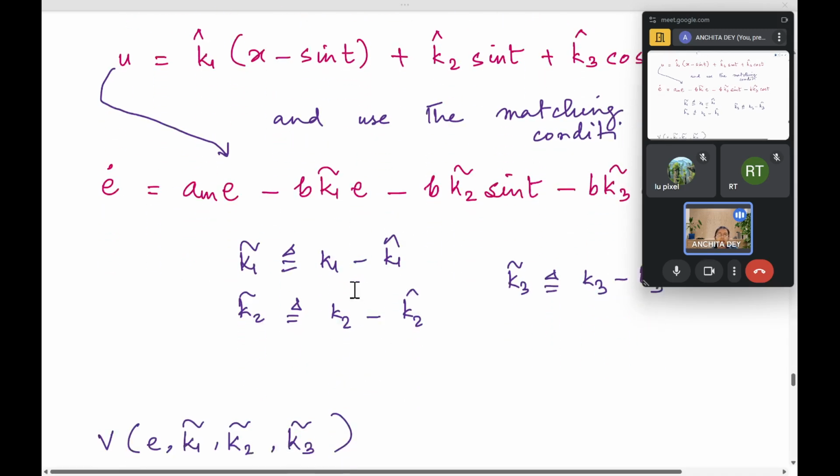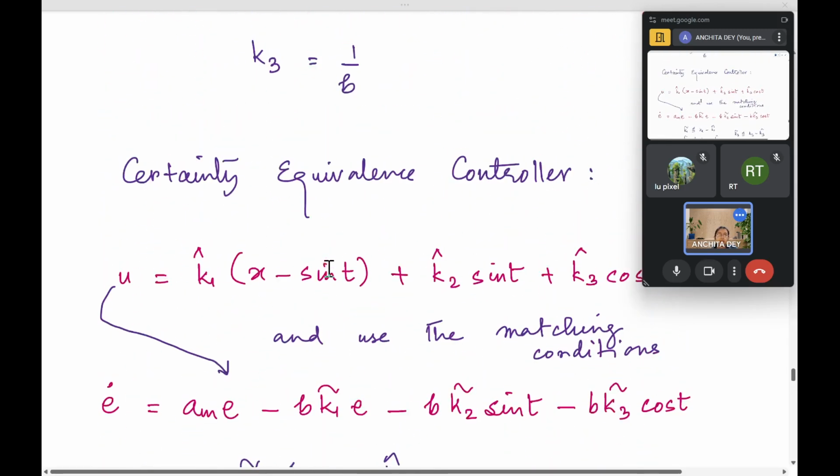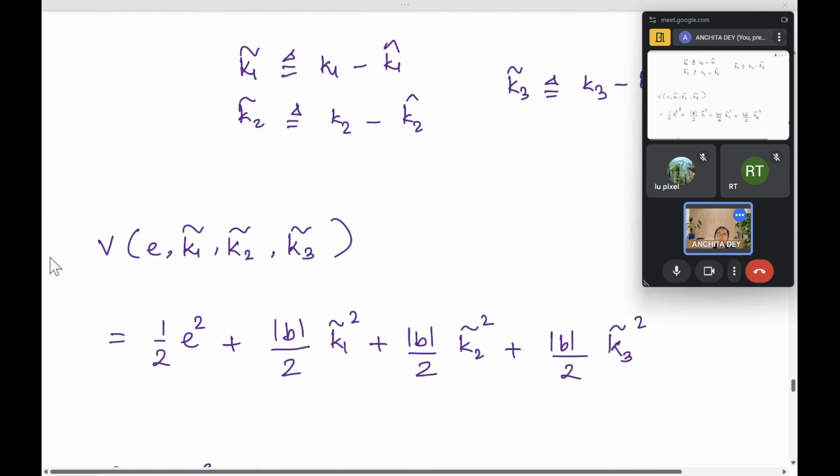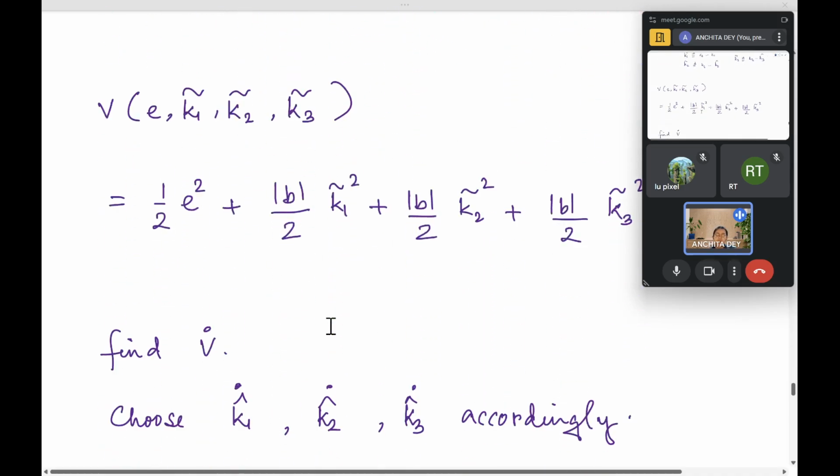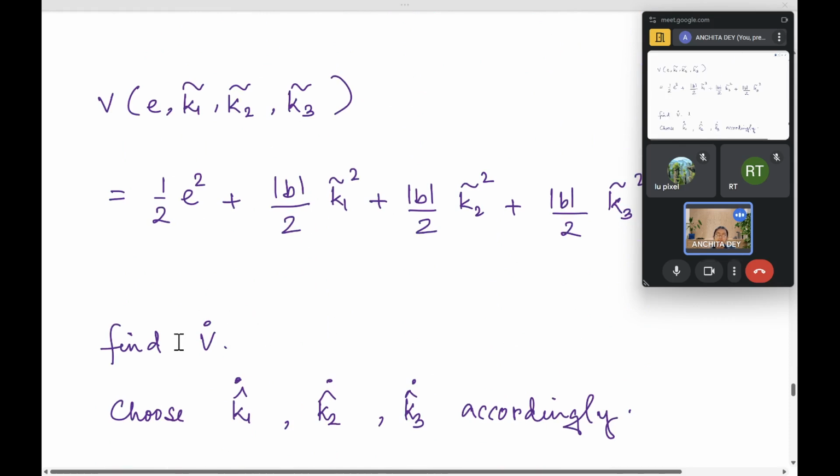And then you simply pick V, which is a Lyapunov function, which should be a function of E, K1 tilde, K2 tilde and K3 tilde, because now you want all these errors to go to 0, to be half E square plus mod of P by 2 into K1 tilde square plus mod of P by 2 into K2 tilde square plus mod of P by 2 into K3 tilde square. Okay. So with this, if you carry on the analysis, you can find V dot.